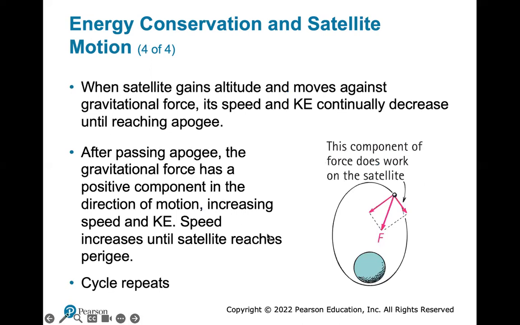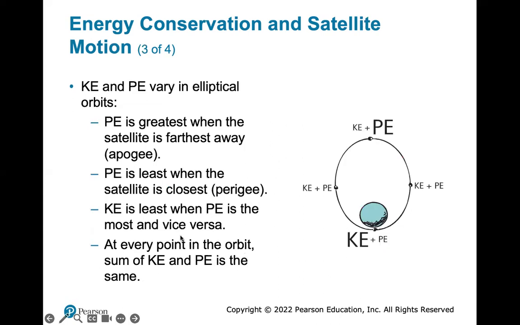Okay, when a satellite gains altitude and moves against gravitational force, its speed and kinetic energy continually decrease until reaching apogee. After passing apogee, the gravitational force has a positive component in the direction of motion, increasing the speed and kinetic energy. Speed increases until the satellite reaches perigee, and the cycle repeats. This component of force does work on the satellite. Now, I'm referring to this little vector here. One thing to recall for a quiz question is farthest away is apogee, closest is perigee.